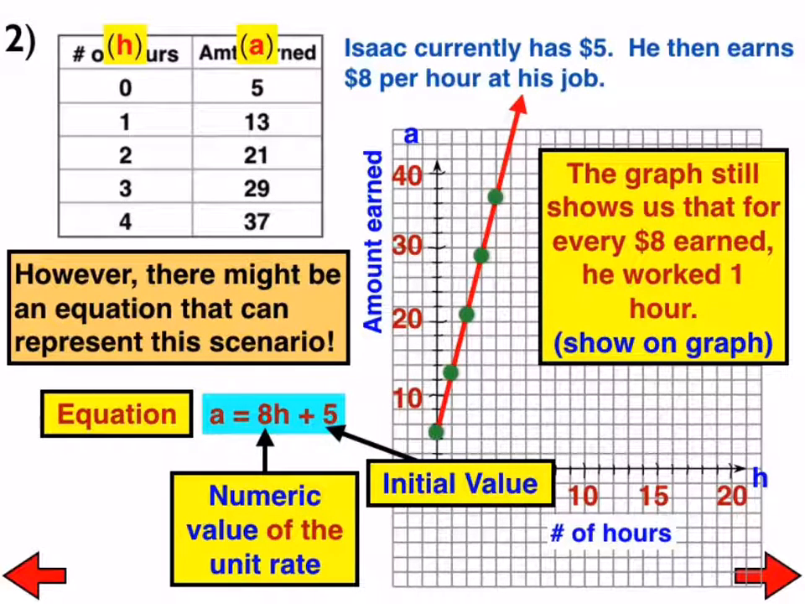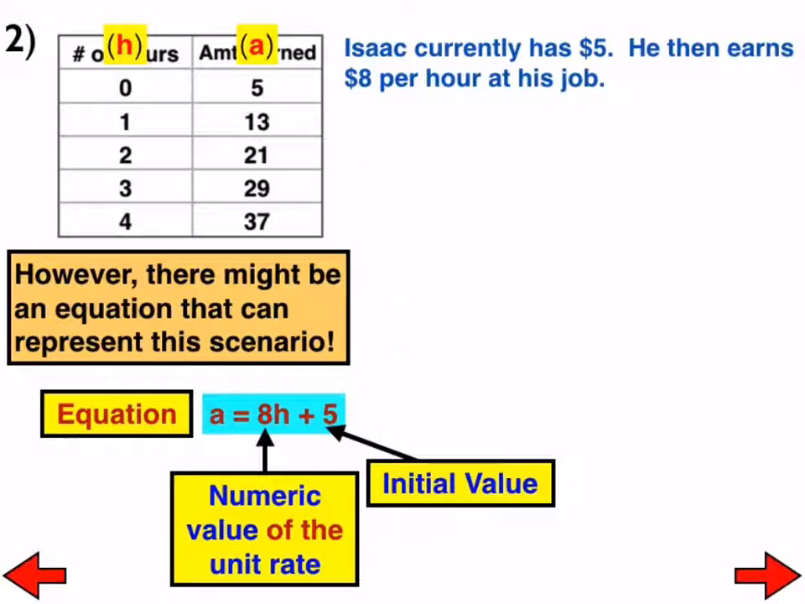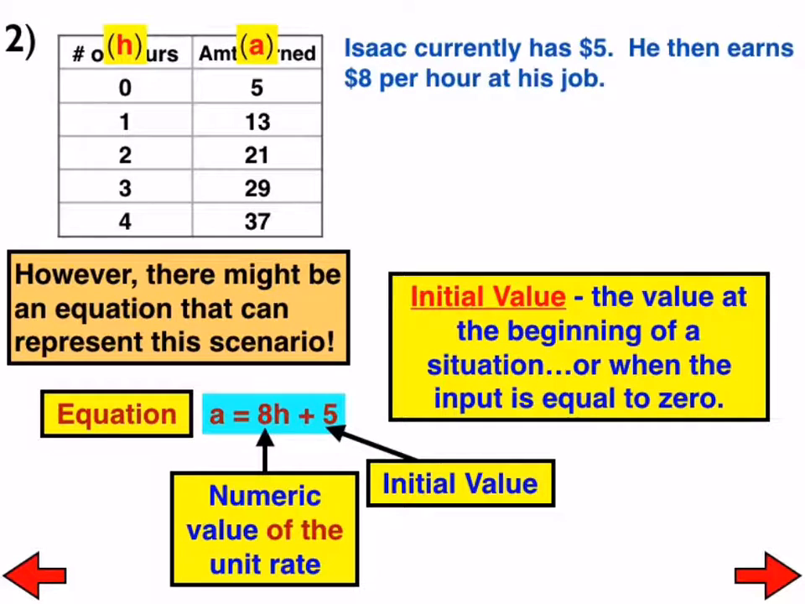So let me define, and you need to add this somewhere in your notes. Let's define what the initial value is. The initial value is the value at the beginning of a situation or when the input is equal to 0. So at the beginning of this situation, Isaac had $5. That's the initial value.